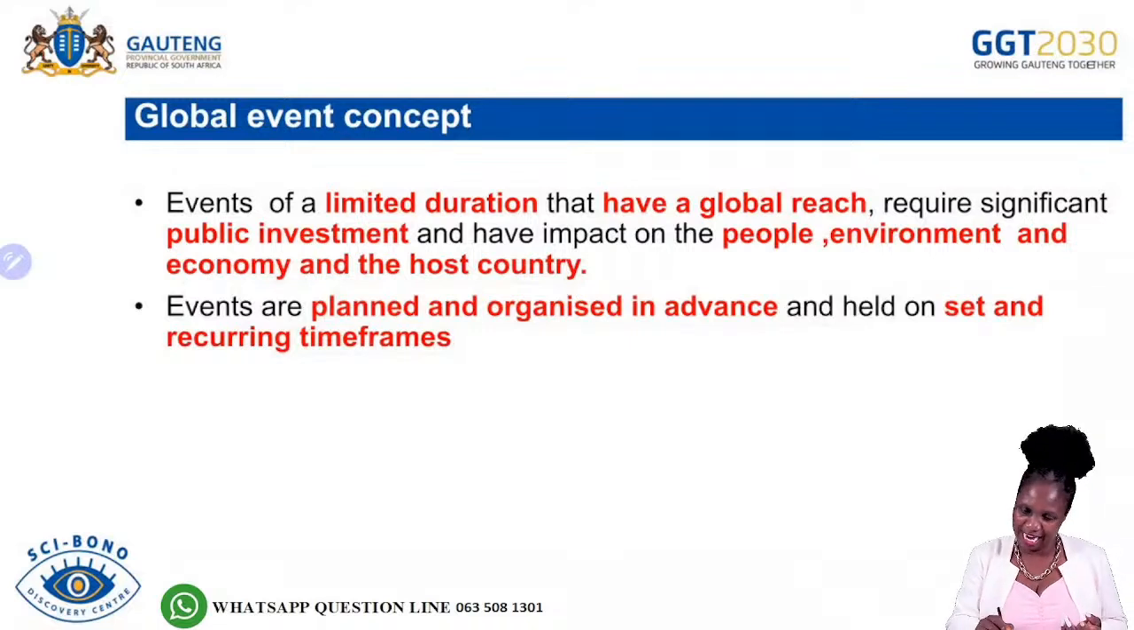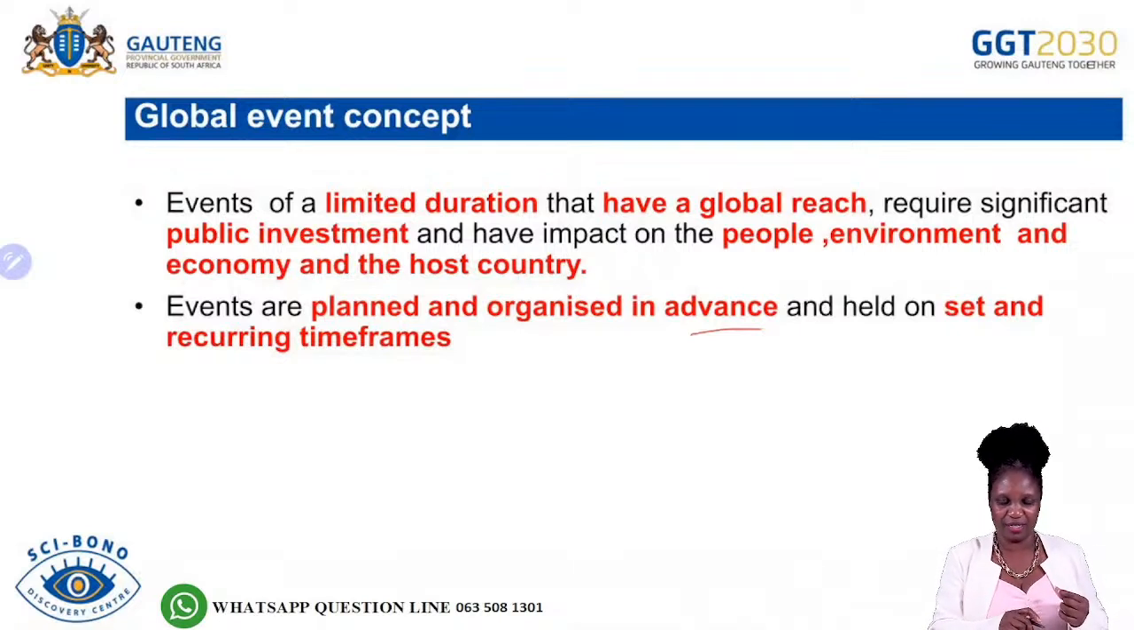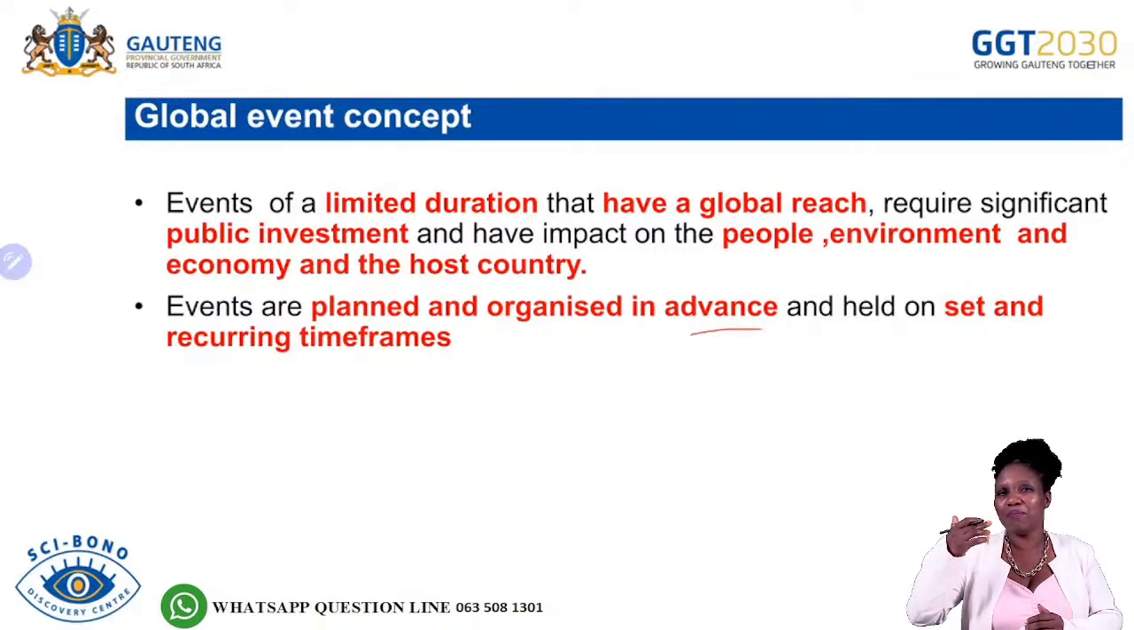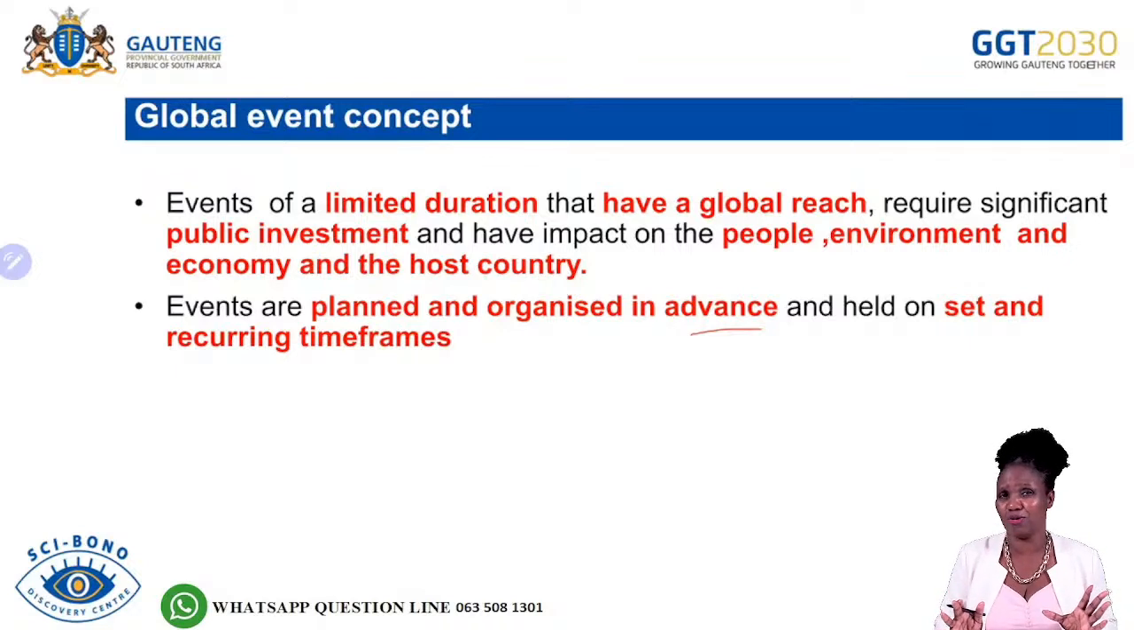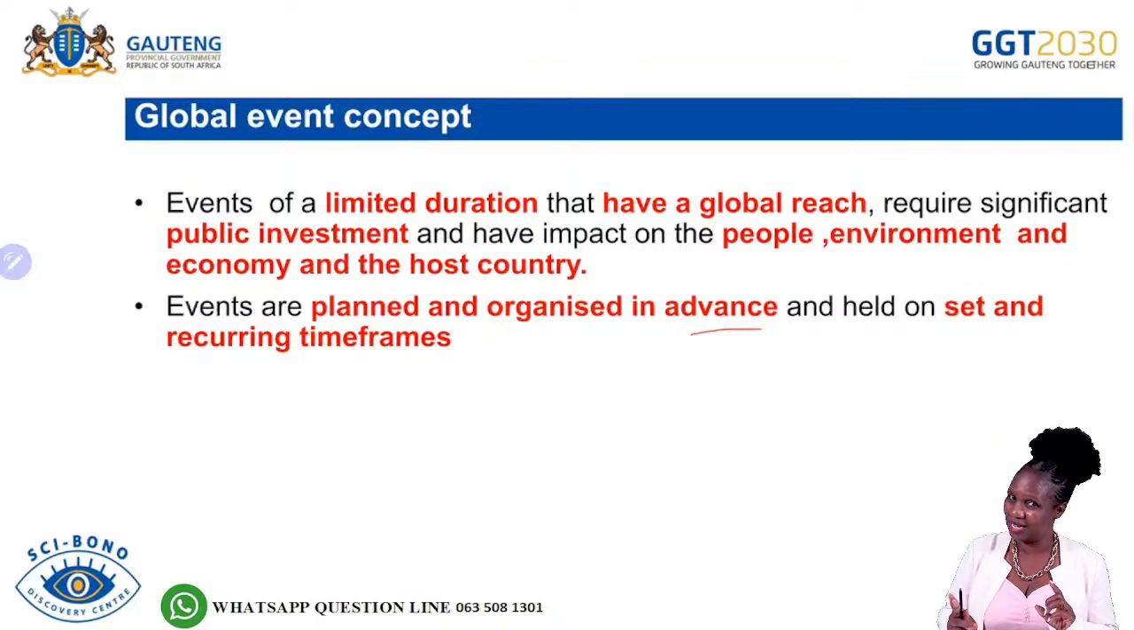And events are planned and organized in advance and held on set and recurring time frames. Therefore, the preparations for the event will make people get employed, temporary employment, and they will hinder domestic tourism because some people will not travel when roads are being constructed, when bridges are being constructed. People will tend to stay at home and not travel to places of interest. Therefore, it has a negative impact on domestic tourism.